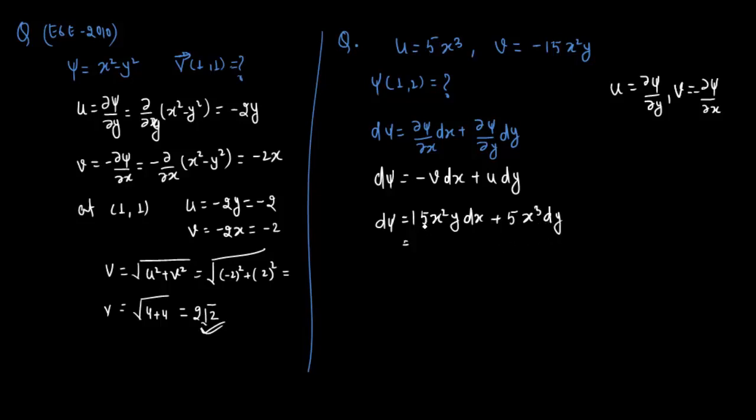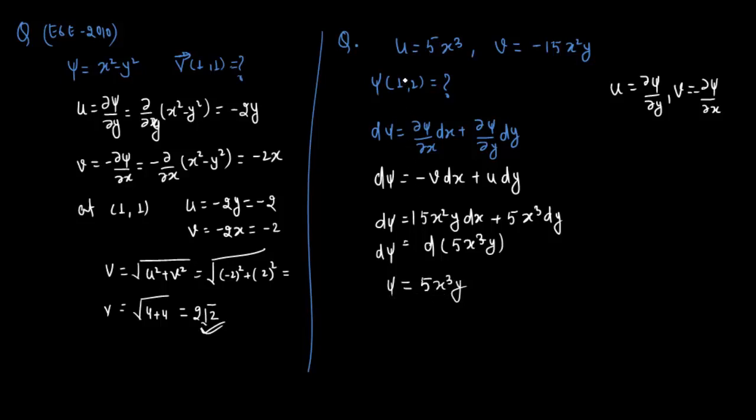Okay, so both these terms can be rearranged together, and we can say it is 5x cube y. When you differentiate this with respect to x, the value will be 5 into 3, 15 x square y dx, that is this value, plus when we differentiate with respect to y, we get 5x cube dy. So d psi is equal to d of 5x cube y. We can integrate this, and by integration psi is simply equal to 5x cube y.